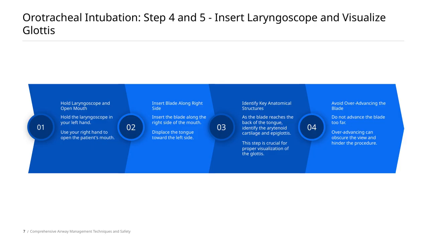Next, insert the blade along the right side of the mouth, carefully sliding it in to avoid causing trauma. As you advance the blade, displace the tongue toward the left side to create more space and improve visualization. Once the blade reaches the back of the tongue, look for key anatomical landmarks, the arytenoid cartilage and the epiglottis.